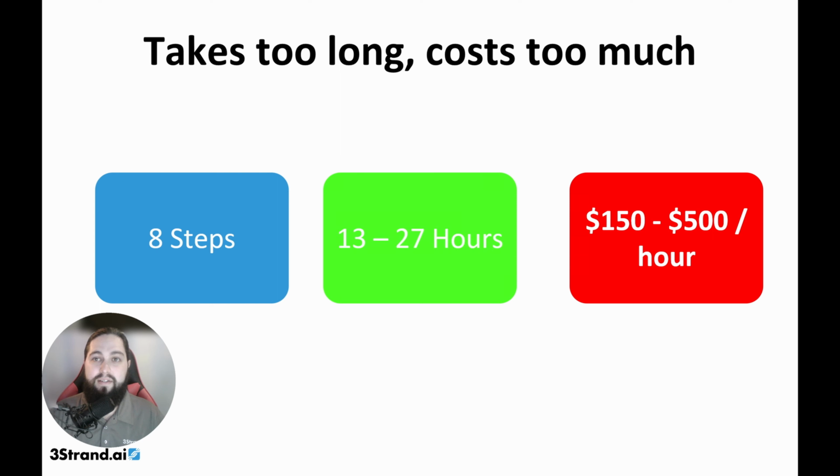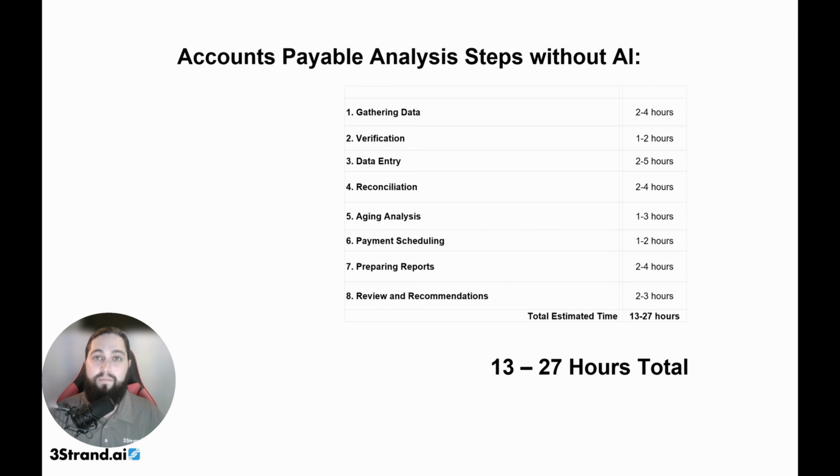Ultimately, that means either somebody like a CFO or an external accounting firm is going to do this work at somewhere between $150 to $500 an hour, depending on the experience level. And for this reason, these kinds of things often either get done very poorly or they don't get done at all. These are the 8 steps that it takes to analyze an accounts payable report. As you can see, this would require a significant investment of your time.